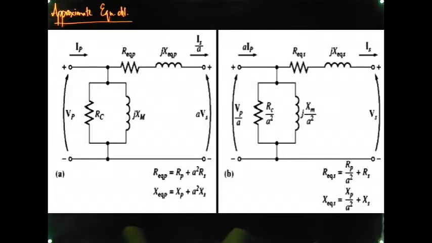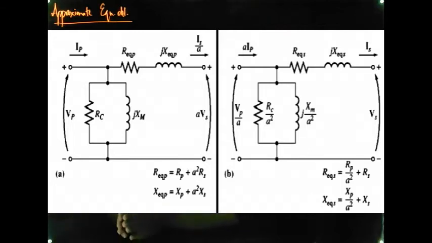This excitation current is very low. The total current flowing in the excitation branch leads to a negligible voltage drop in both RP and XP. Because of this negligible voltage drop in RP and XP, we can shift the shunt branch, we can shift RC and XM, towards one end.